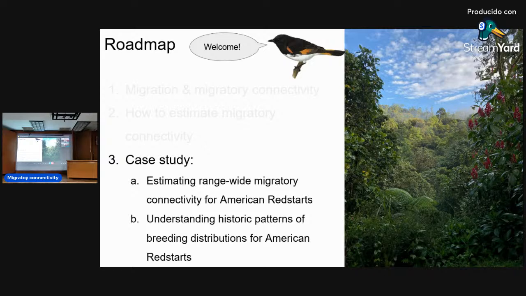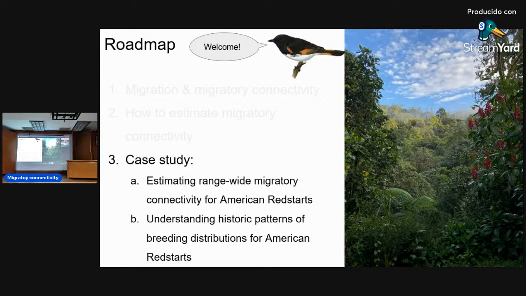All right, so now that we've covered migratory connectivity and we know how to estimate it, I want to walk you through 2 chapters of my dissertation, where first I need to estimate range-wide migratory connectivity for my study species, the American redstart. And then I leverage that information on migratory connectivity to look into the past to understand historic patterns of distributional change for redstarts.